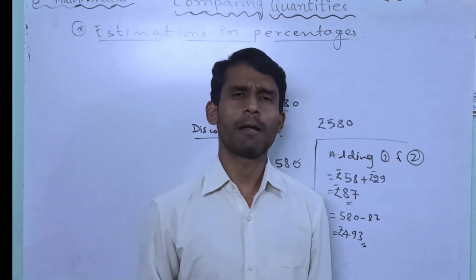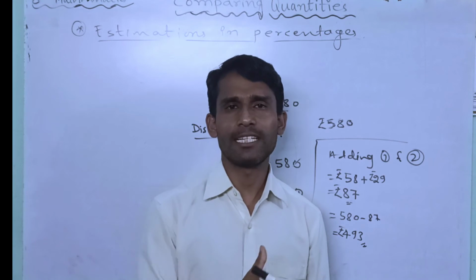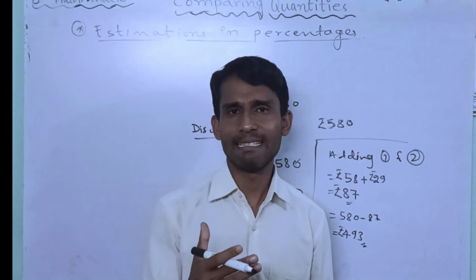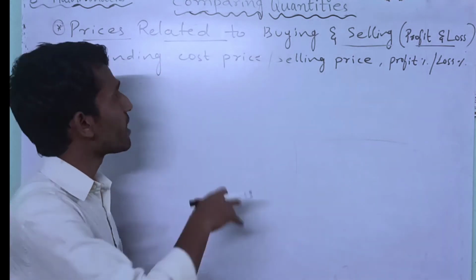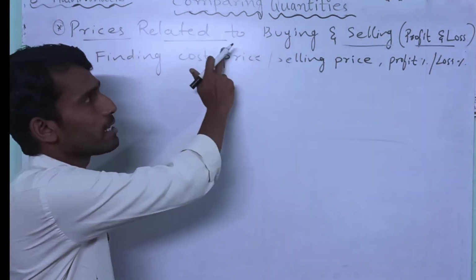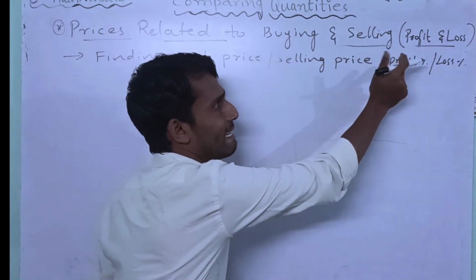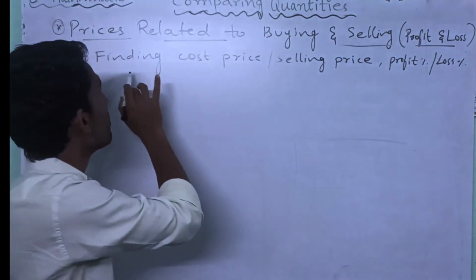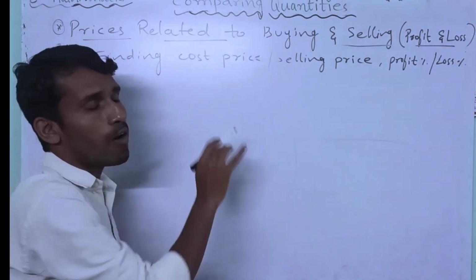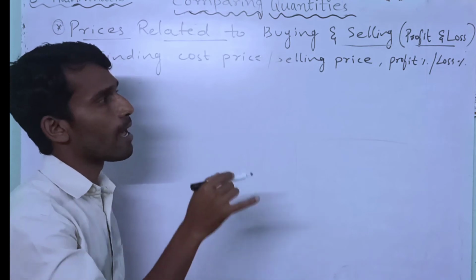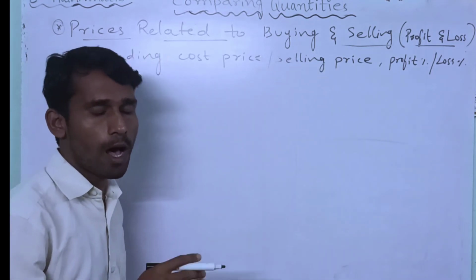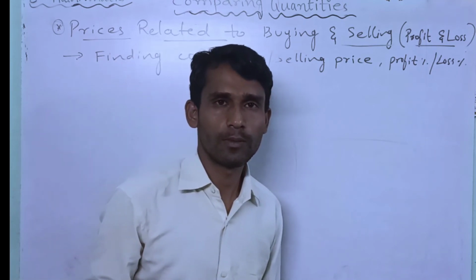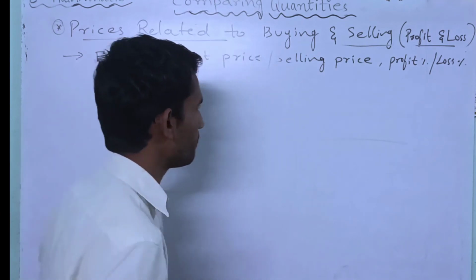This is the next point I am taking here: prices related to buying and selling, or profit and loss. The first point is finding the cost price, selling price, profit percentage and loss percentage. How can we find them? Let us see an example.